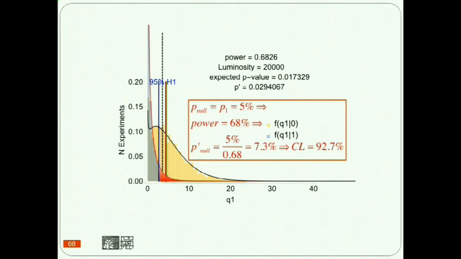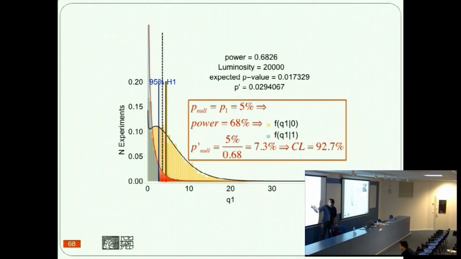Now, let's look at the real observation, the one that gives me a 5% p-value. This area here is the observation. This is 5%. Now, the power, which is this area here, is 68%. So even though I would be tempted to exclude the Higgs with this analysis, I would say, wait a second, the power is 68%, so the CLS, or P prime, is 7.3%, so the confidence level is not 95, but 92.7%, 100 minus this. So no exclusion.